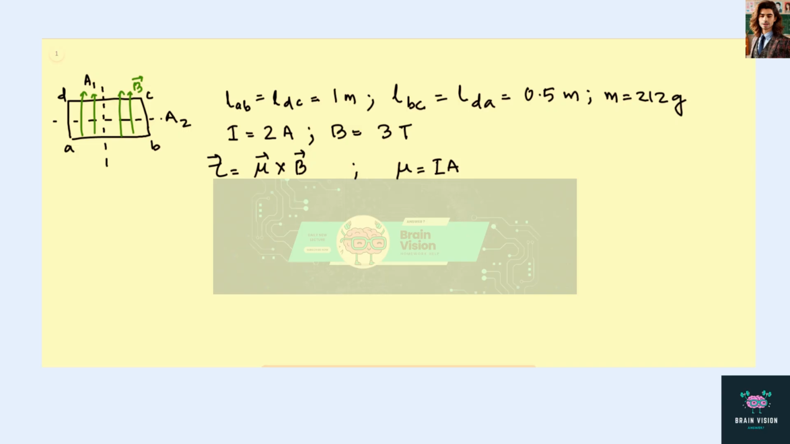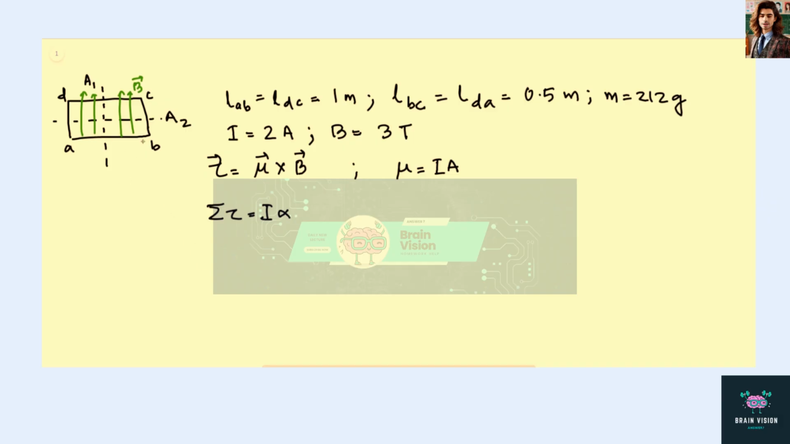To find the angular acceleration of the coil, we use Newton's second law, which says the total torque is equal to I times the angular acceleration. So first we have to find the moment of inertia.